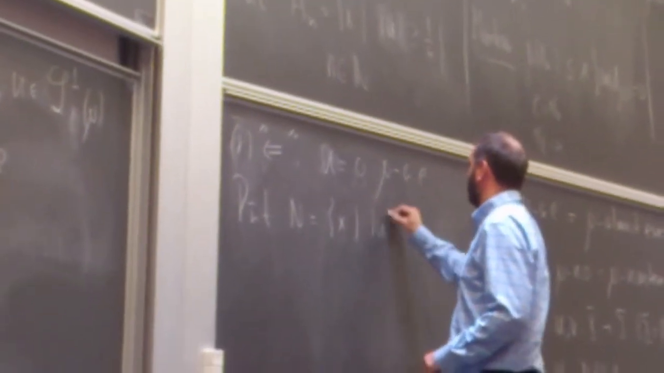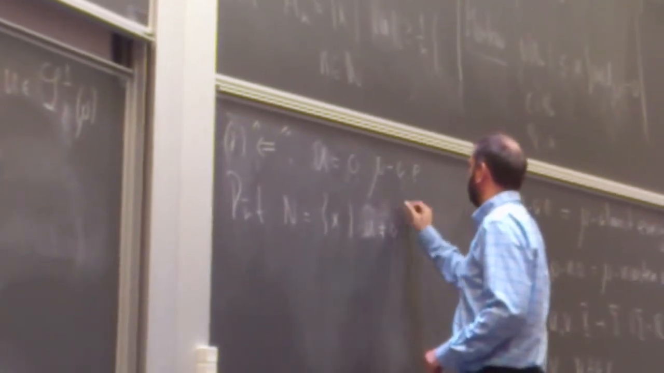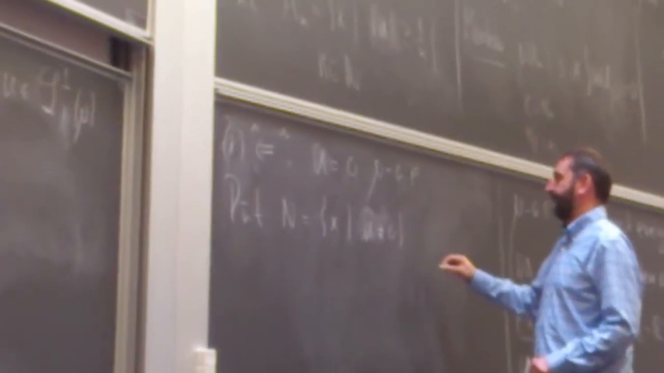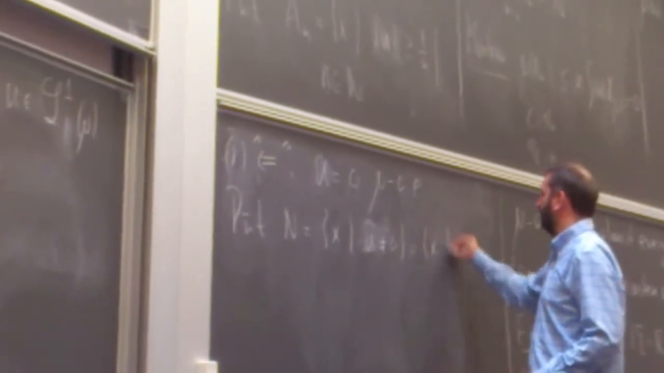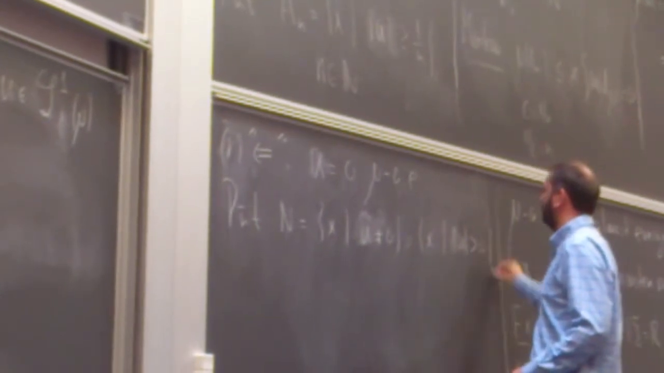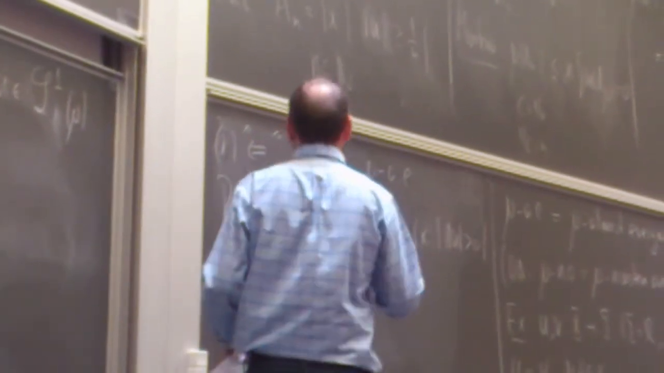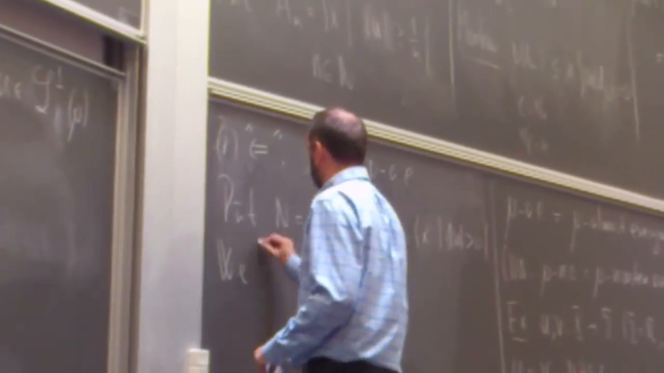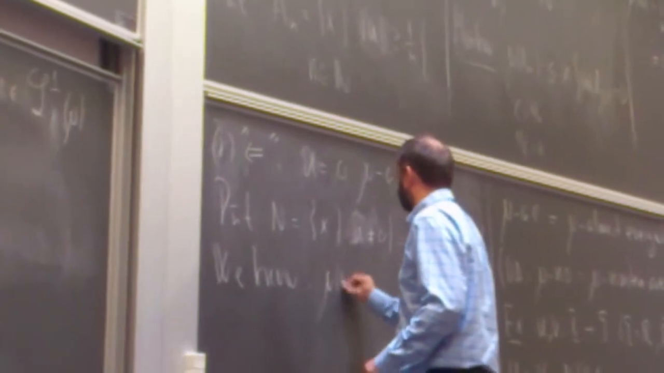again, as before, so that u is different from 0. This is, by the way, the same as the set we had before. It's the same set as before. Then we know that the measure of N is 0.